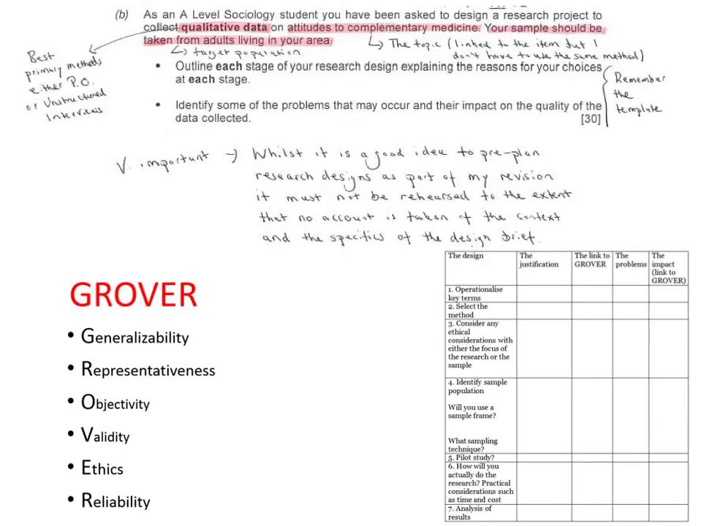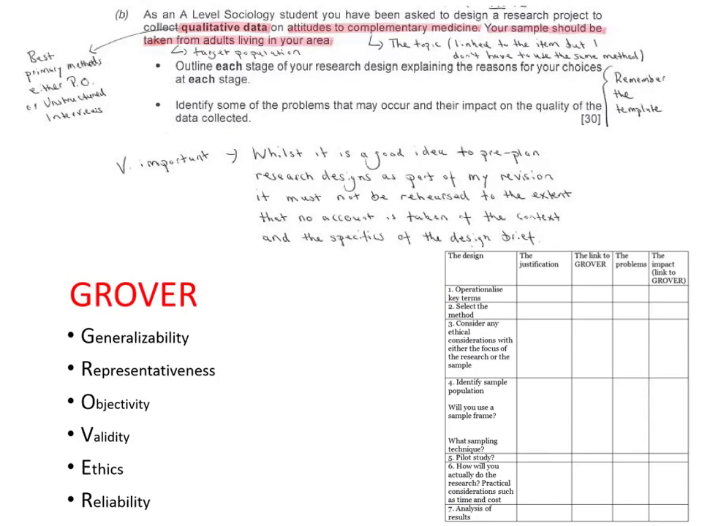And it's probably worth writing down GROVER in the exam, because this is a reminder that when you're analysing your research design, you've got to relate it to the methodological issues of generalisability, representativeness, objectivity, validity, ethics and reliability. So these should be keywords that you're using all the time, both in terms of the justification of your research design and also the discussion of the problems.